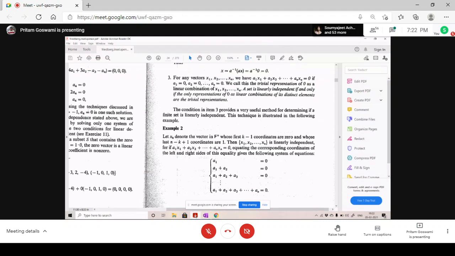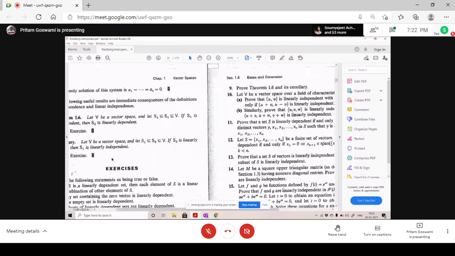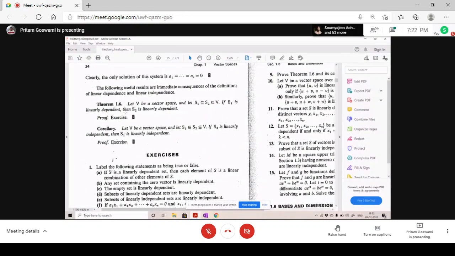Okay. Now here is the thing. Suppose I have given you a set which is linearly independent. Its subset, what will it be? Suppose S is linearly dependent, what will its subset be?